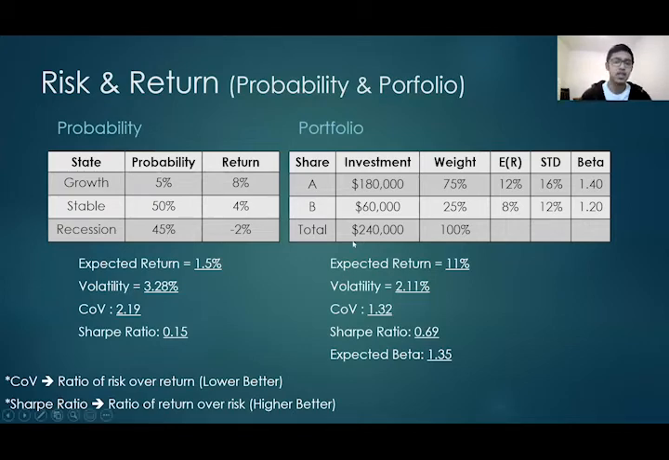And another investor has two shares with different returns and different risks. Using these values, we calculate the expected return of 11% and the volatility or risk at 2.11%, a coefficient of variation of 1.32 and a Sharpe ratio of 0.69. And the expected beta is 1.35.